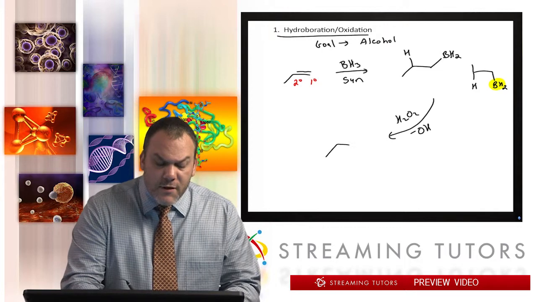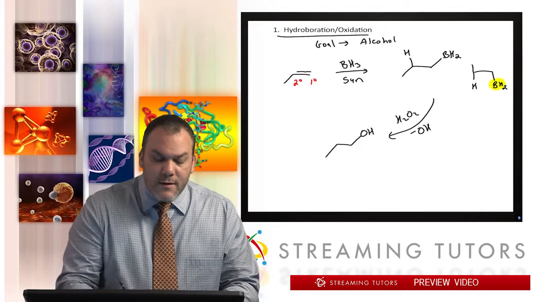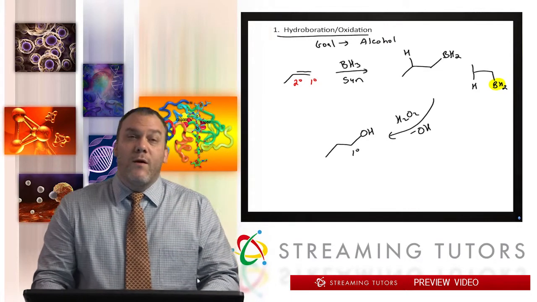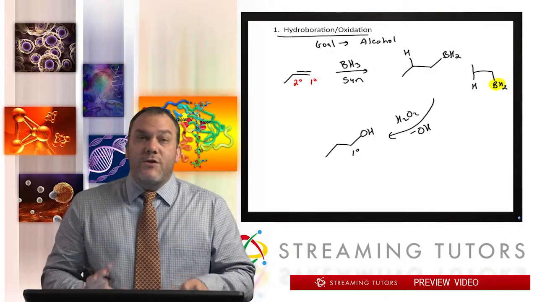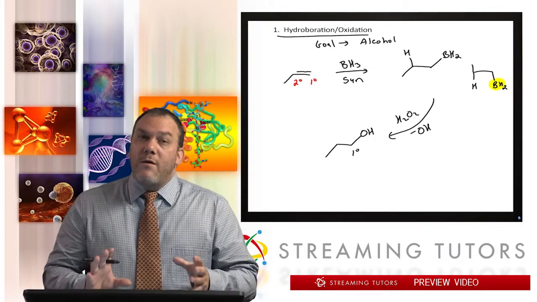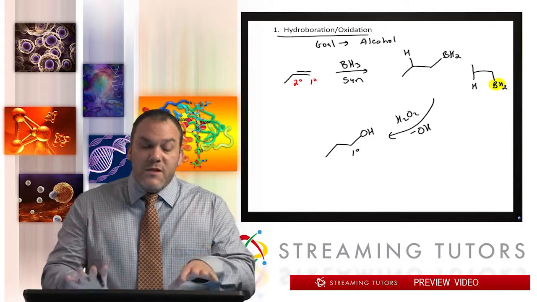And so the end result is that we get an OH on the end. So we made a primary alcohol. And that's it. This is what the reaction does. So if you want to get a primary alcohol, this is the way to go.